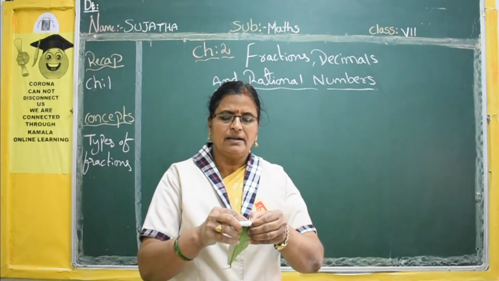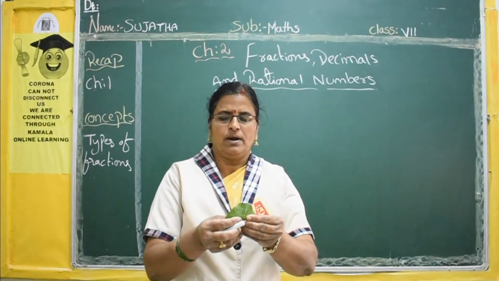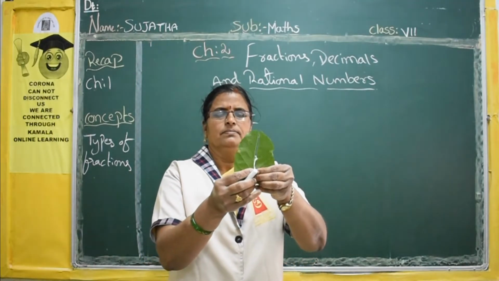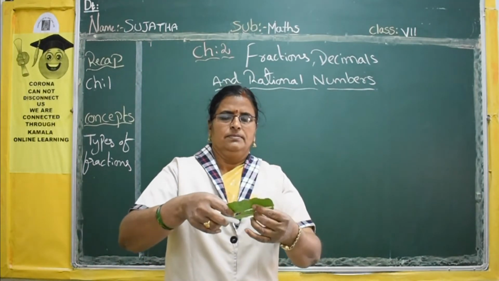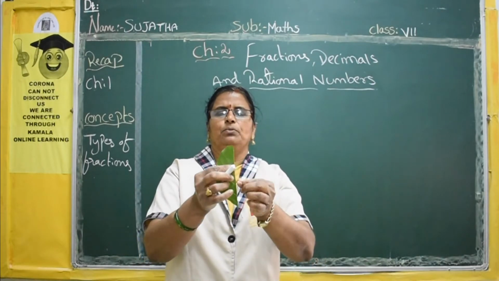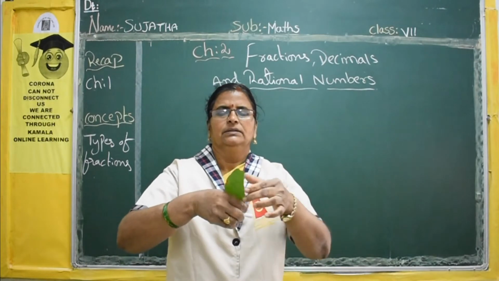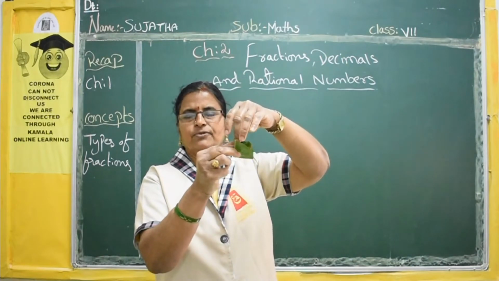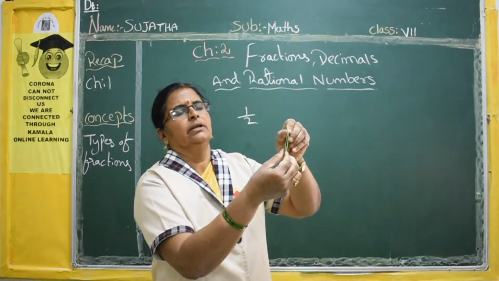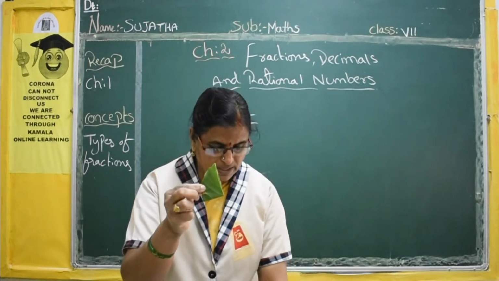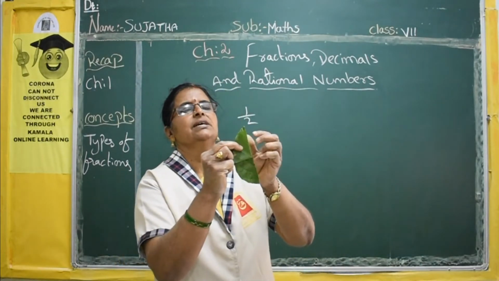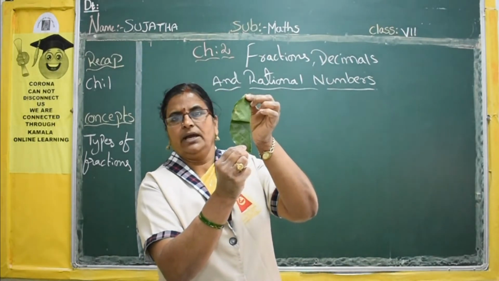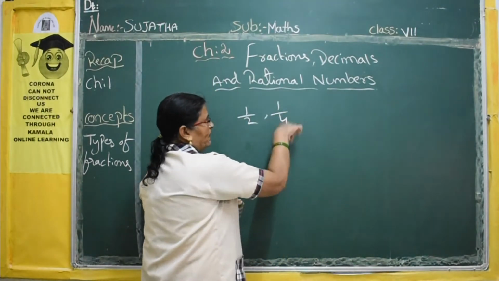Similarly, if I fold this half part again, see, this is the 1 by 2 part now. What am I doing with this 1 by 2 part? Again I am folding, again I am folding. Now see, this is the 1 by 4th part. If you keep it on this 1 by 2 part, it will coincide exactly. So now this is the 1 by 4th part.